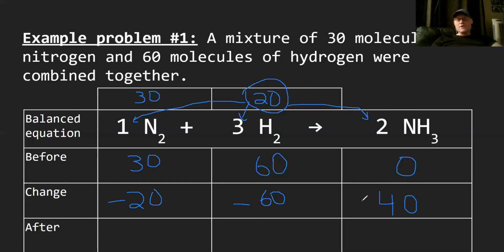And since it's being produced, instead of going away, it's actually being added. It's going to become a positive 40. So with all that, now I have the entire change row. And let me recap how I got that change row once again.